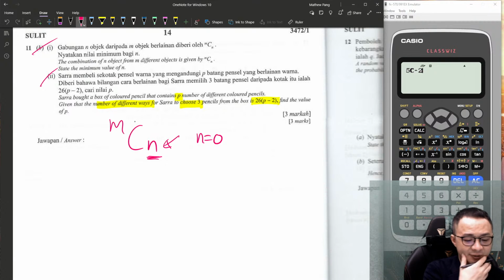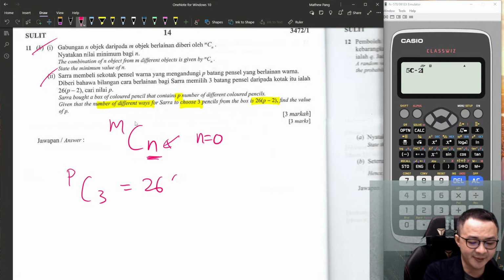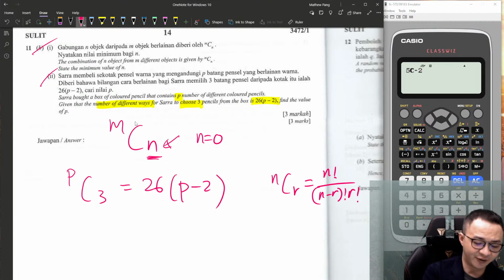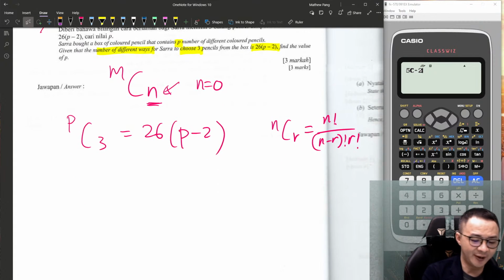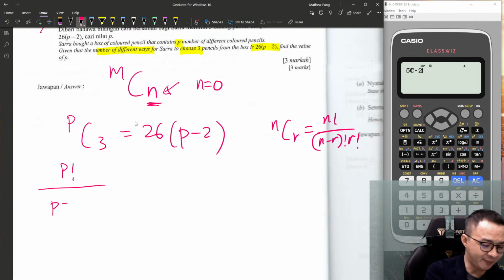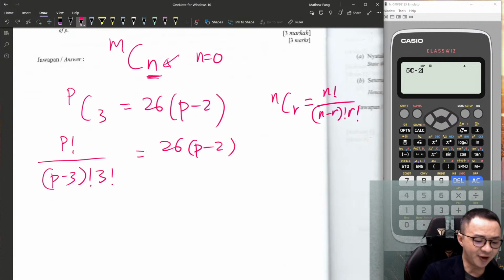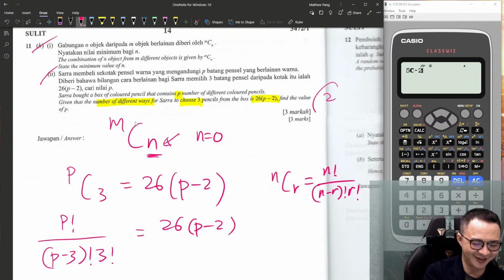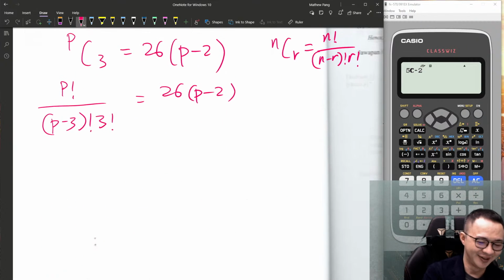So this one is basically telling us, if I have P options and I choose 3, I should get 26 P minus 2. Since this is C, even though you see a P here, this is not permutation, this is combination. The formula given for NCR is n factorial over n minus r factorial, r factorial. So I'm going to use this formula for PC3. From here, P factorial over P minus 3 factorial, 3 factorial equals 26P minus 2. We solve this one to get 2 marks.